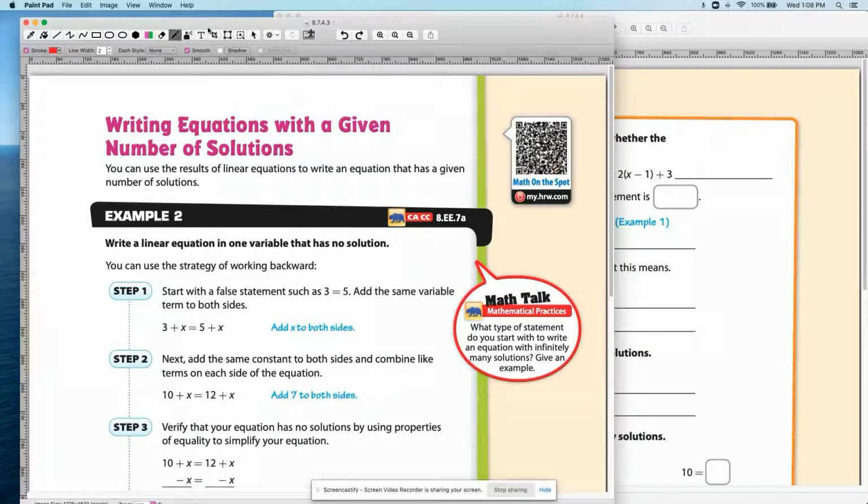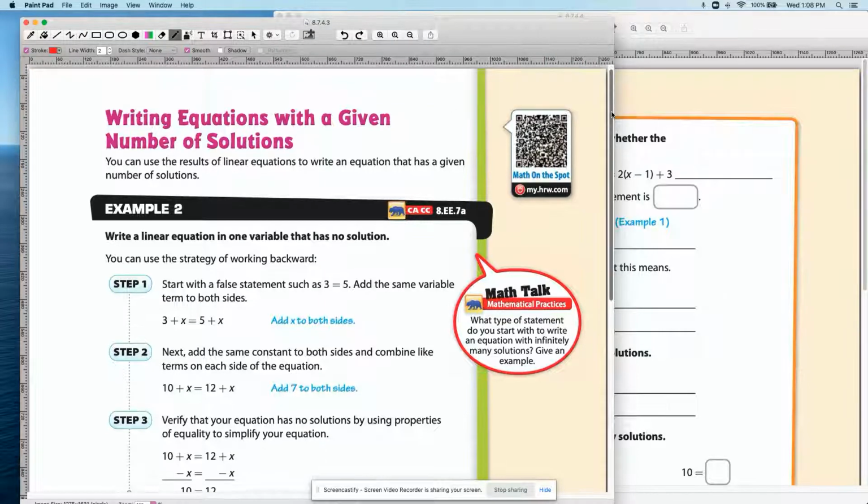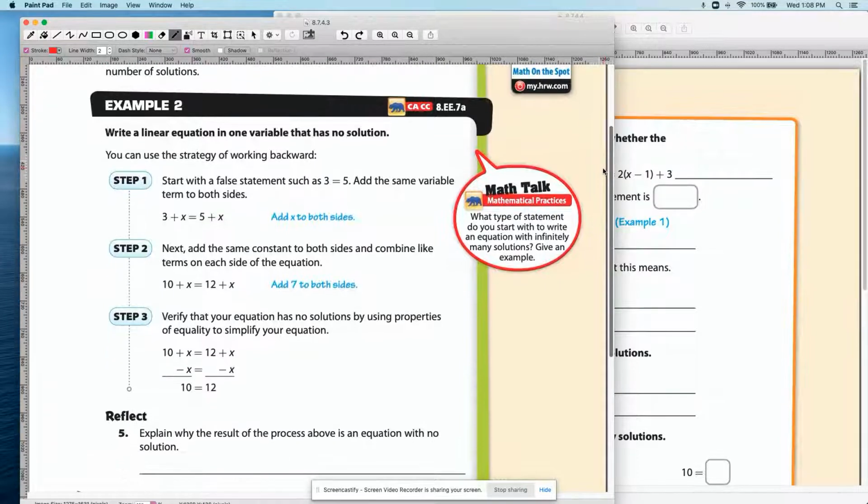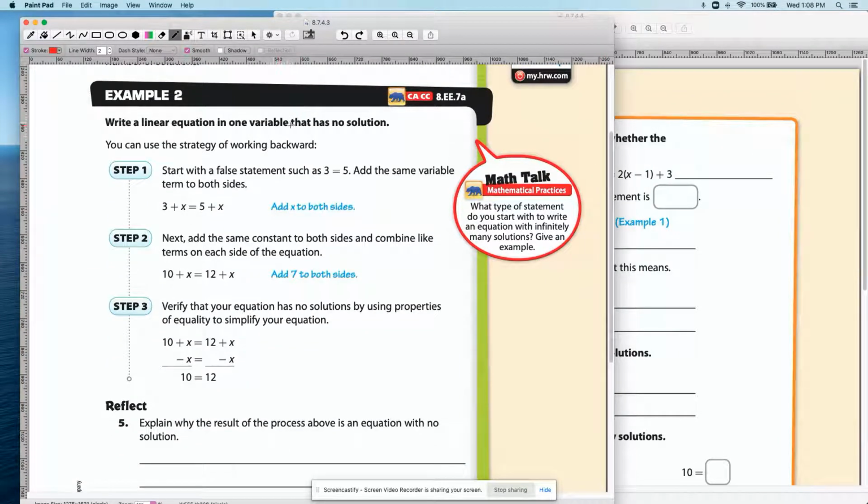So the next example, we're going to talk about writing equations with a given number of solutions. And it says you can use the results of linear equations to write an equation that has a given number of solutions. So let's take a look at what we're doing. They want us to write a linear equation in one variable that has no solution. Okay, so you're going to start with a false statement such as 3 equals 5.